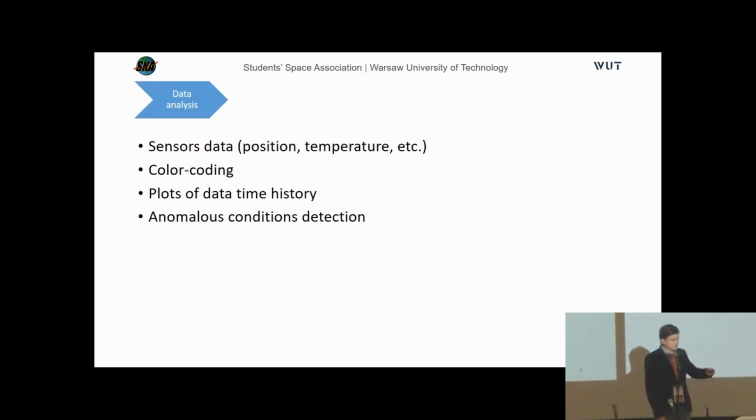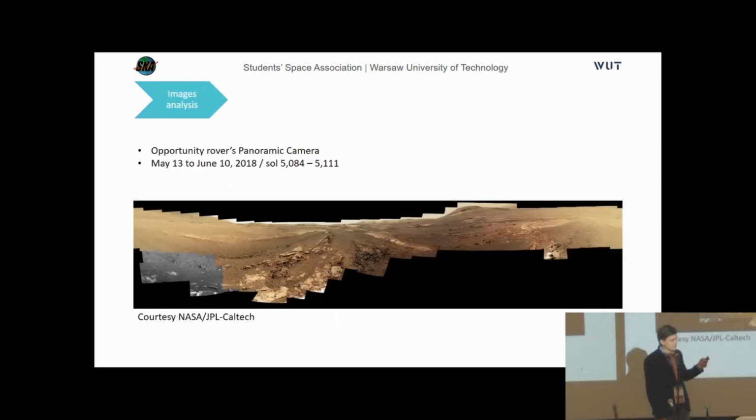The rover provides lots of data from various sensors. It's pretty hard to analyze them. There are really lots of them. There are features such as color coding or plots of data time history to facilitate this analysis. But what's important in analyzing the raw data from various sensors is the possibility to detect anomalous conditions, for example, too high current draw by some motors, which may lead to a failure of it. So that's a very important step, but it might not give the operator good information about the surroundings or the state. There are a few onboard cameras on the rover.